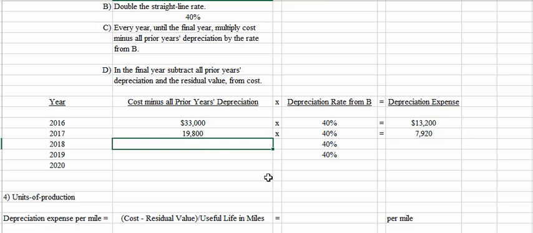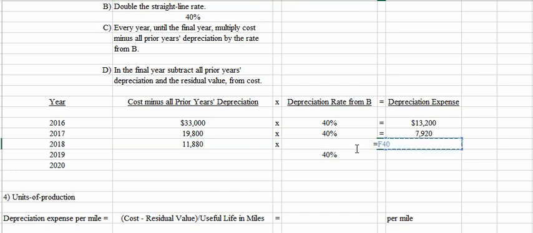Alright, cost minus all prior years' depreciation. Well, our cost again was 33,000 minus the depreciation from year 1 minus the depreciation from year 2. So it gets us 11,880. And we're going to multiply that by 40% and get our answer over here. So it's equal to 11,880 times 40%, 4,752.